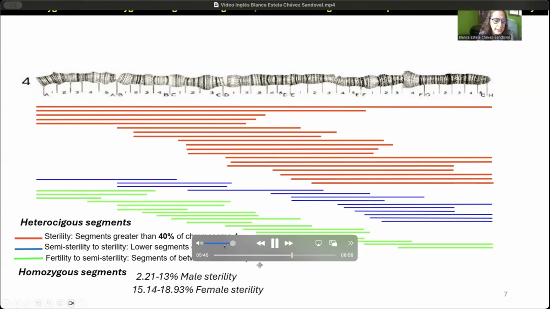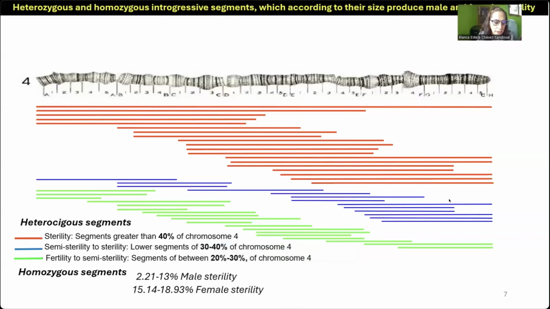In females, there is no sterility effect. While male sterility in homozygosity occurs by a minimum threshold of 2.21 to, in females of 15 to males. This has allowed us to infer that each segment of female sterility in homozygosity is larger and always includes a segment of male sterility that is smaller.